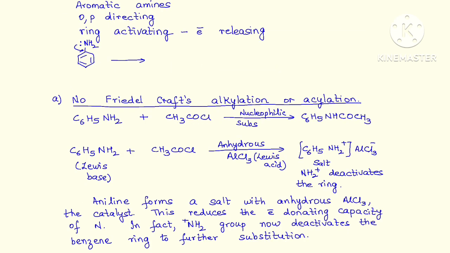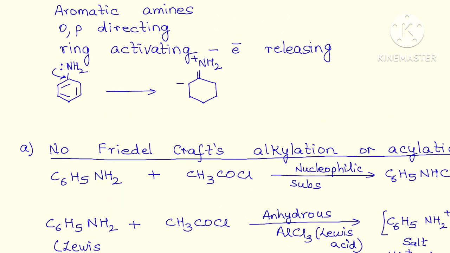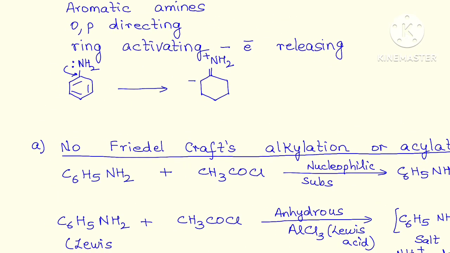Or did you draw the canonical structures? Yes, this is how you have to go about it. So negative charge comes here, double bond. Do not forget the positive charge on the nitrogen. Yes, that's the formal positive charge. And don't forget the double-headed arrows.